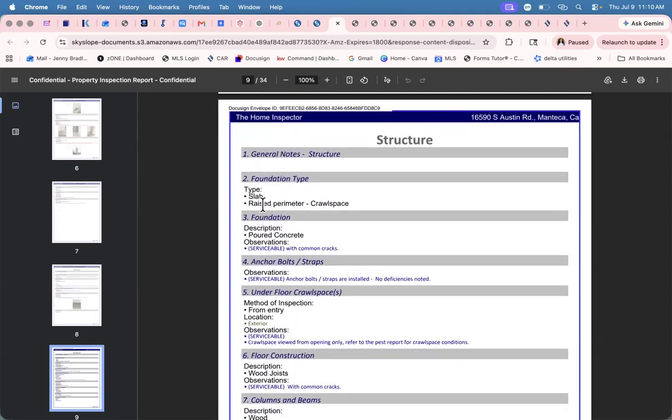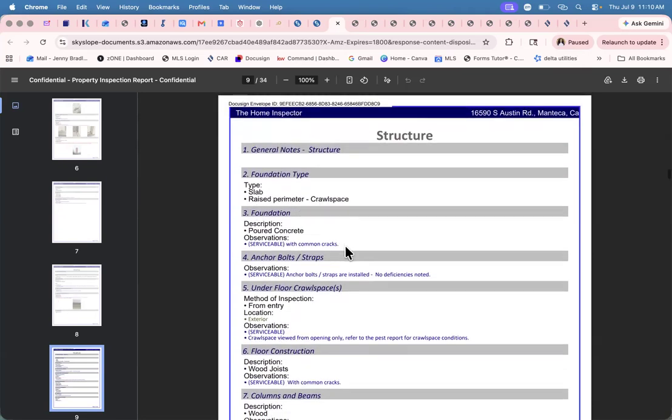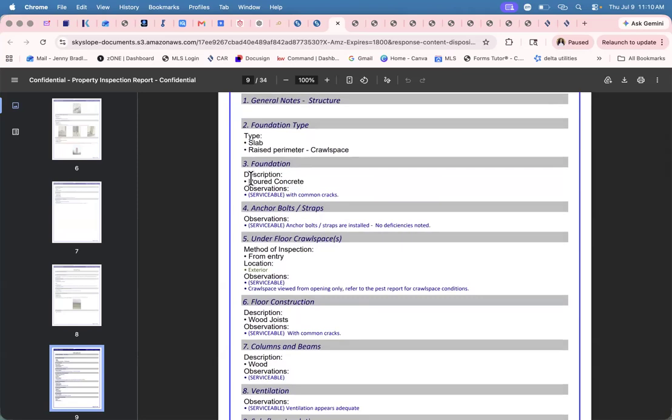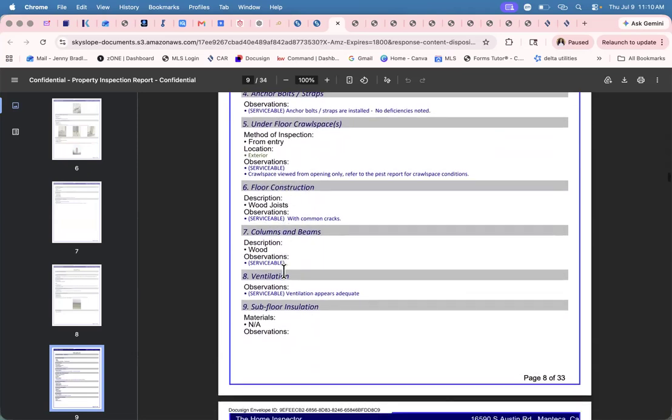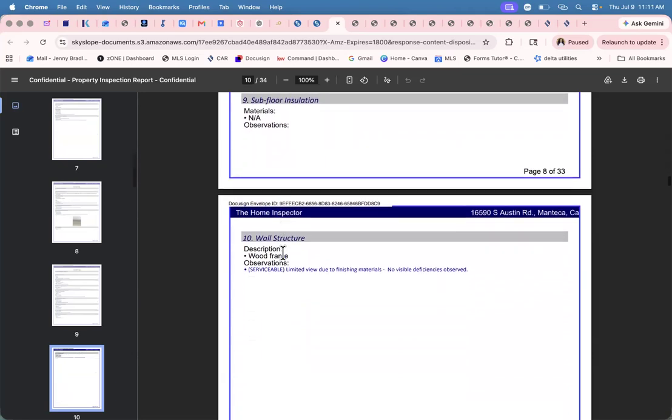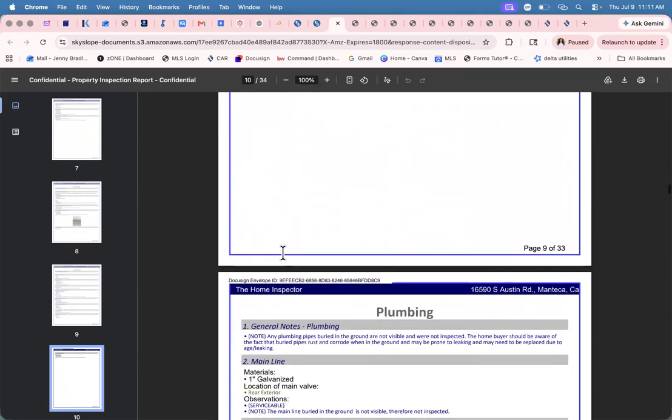Structure, foundation type is slab, and then some of it is raised. Foundation, poured concrete. Okay, so everything's in blue and green, looks pretty good, but just make sure you still read it. Floor construction. Okay, ventilation. It's good. Not really any pictures.